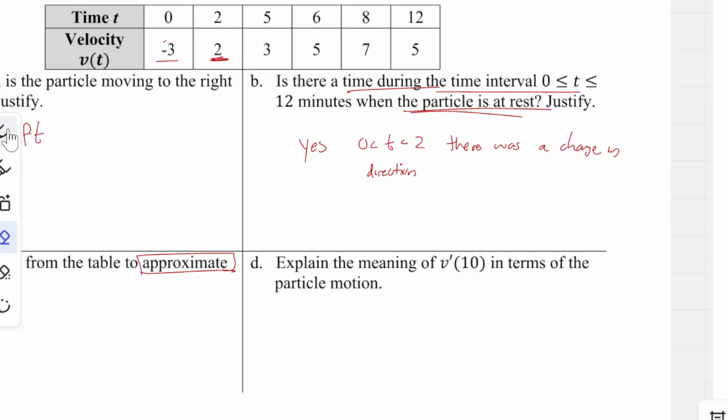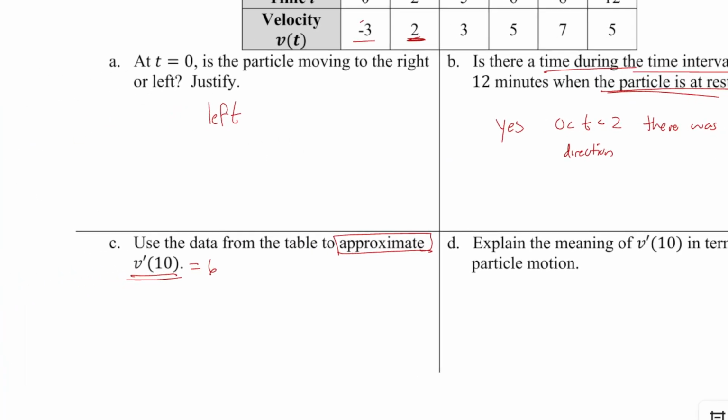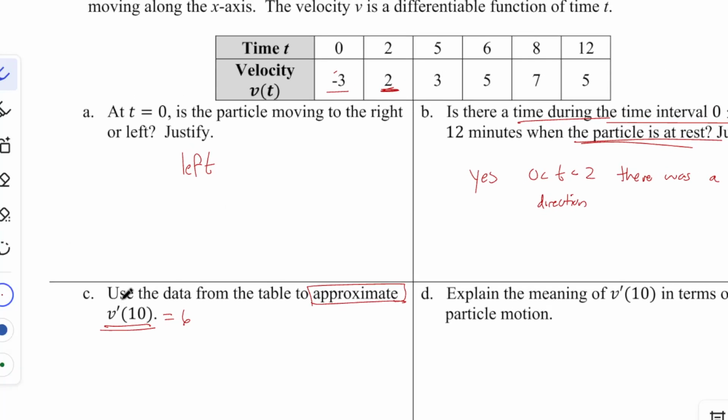Oh, it is that. I screwed up. I got confused because velocity is the derivative of position, but this is actually asking for the derivative of velocity. So what I approximated was just the velocity at 10. Approximating the derivative is that slope equation. So it is 5 minus 7, right? y2 minus y1 over x2 minus x1.